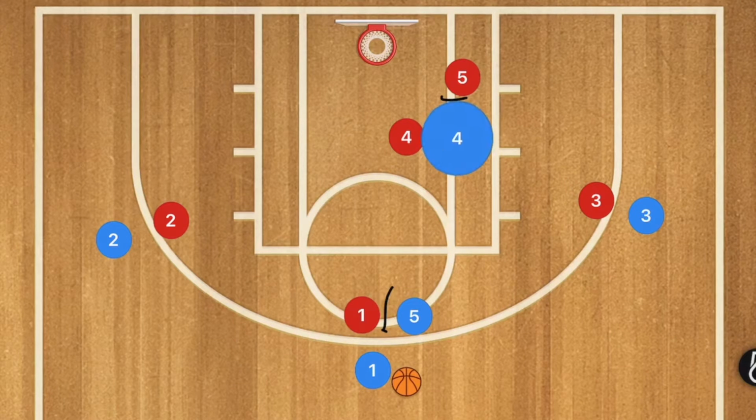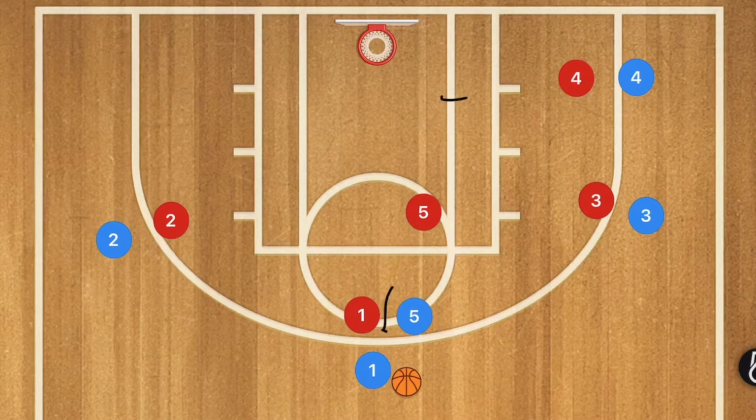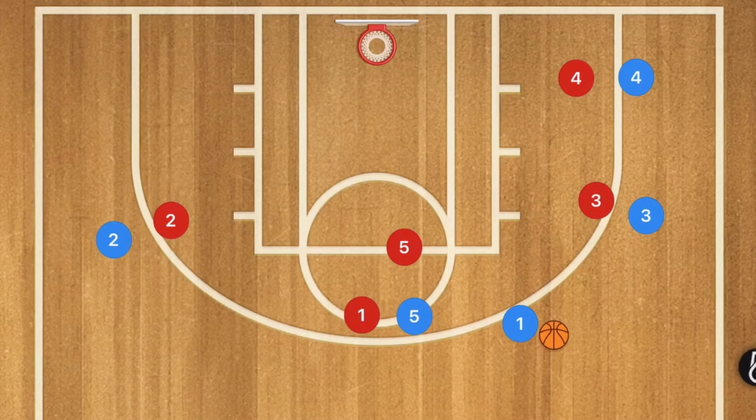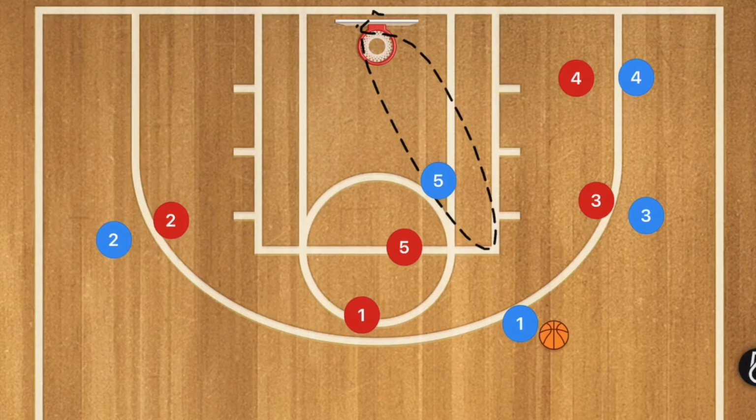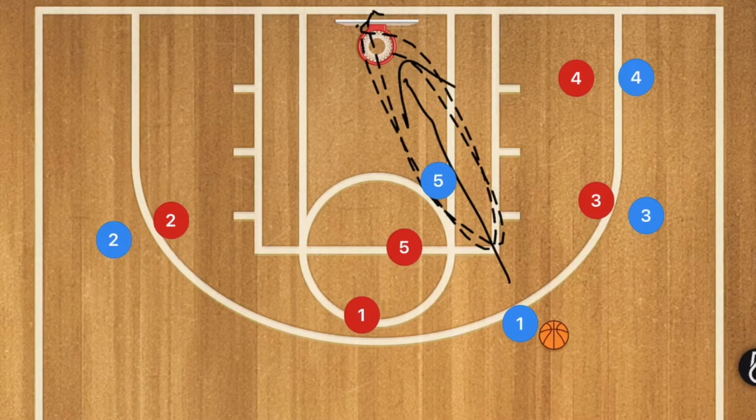Now, what we're hoping for is player 4 is going to clear out, and this may or may not be a switch. It doesn't really matter. They're both big men, and player 1 is going to use that screen and roll. Now, player 5 may be open, but what we are looking for is player 1 for the 3-point shot or player 5 rolling towards the basket.